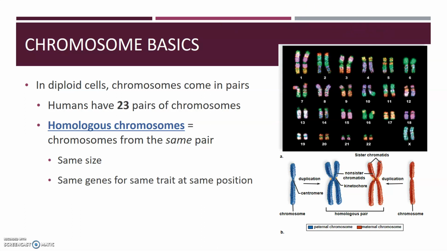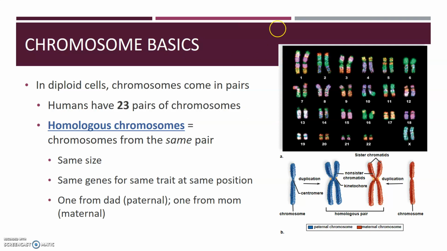These colors are actually showing different sequences of the DNA. And what you can see when you look at the homologous chromosomes, these 2 copies of, say, chromosome 1, is that those colors match up exactly. Right? And that's because they have the same genes located at the same position in these chromosomes.